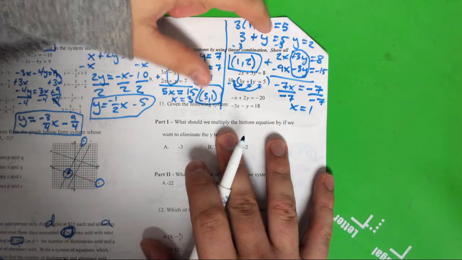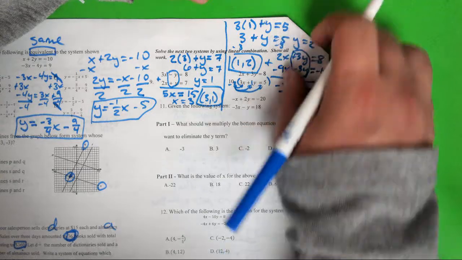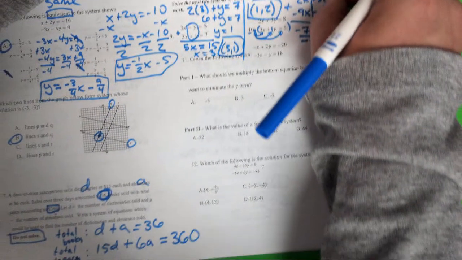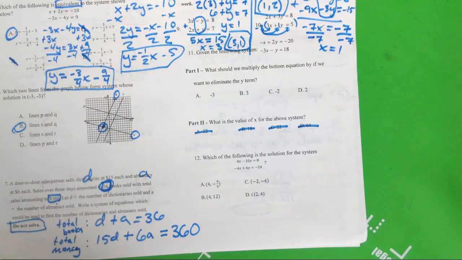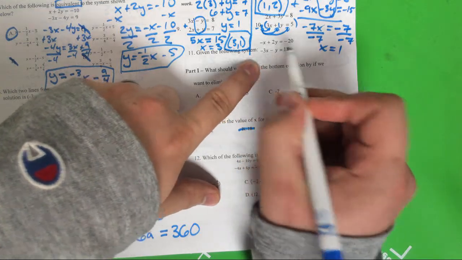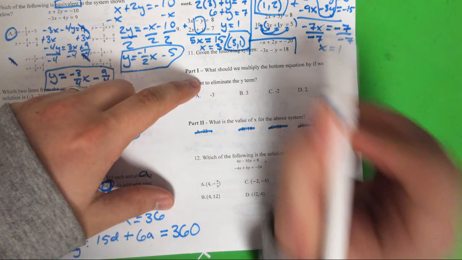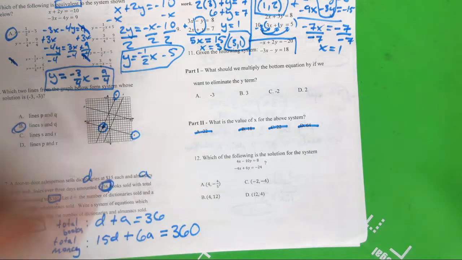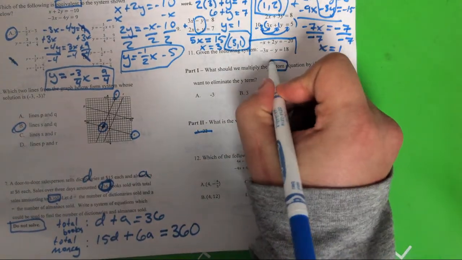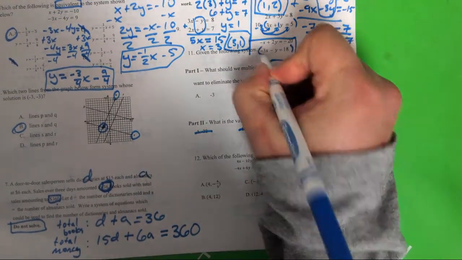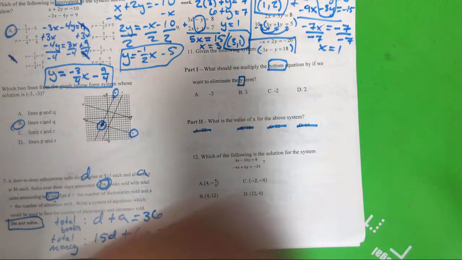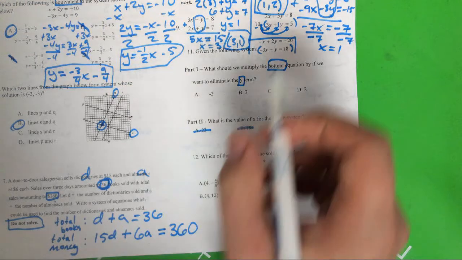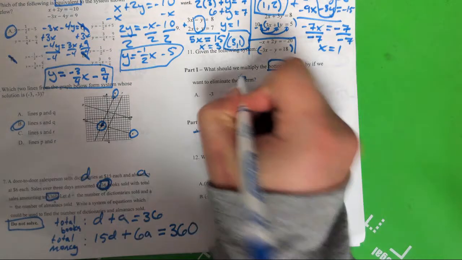So, number 11, we've got 2 parts to this one. I'm going to tell you right now, part 2, all of these are wrong. None of them work. Okay, let's just get that out in the open. Given the following system, here's our system right here. It's getting kind of complicated with all of our work going on. But what should we multiply the bottom equation by? It's telling us which one to multiply by if we want to eliminate the y term. It's easy to eliminate either the x's or the y's, so be careful here. It's telling us to do the y's.